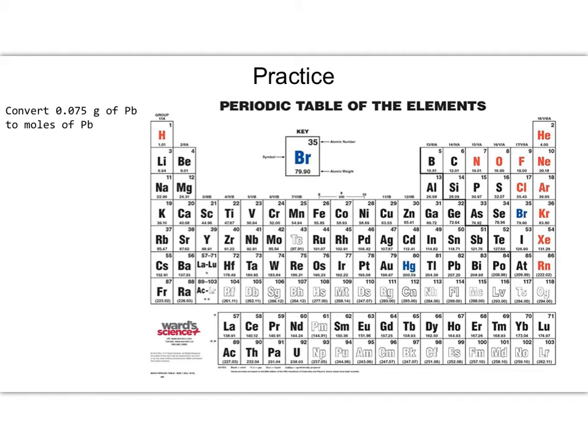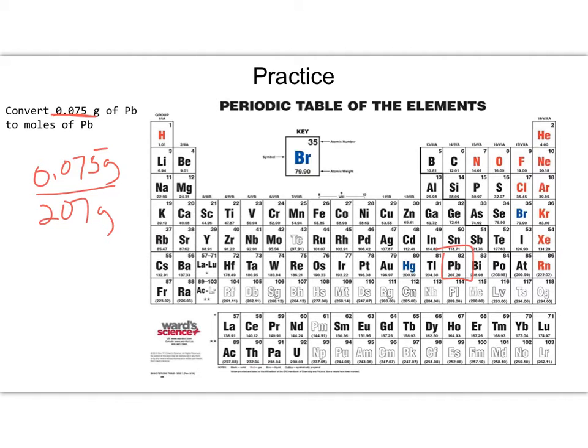Convert 0.075 grams of Pb, which is lead, to moles of lead. So again, we're given grams, we're given the mass, and we're trying to find moles. So we take the grams we're given. Now this is a really tiny number, right? Less than 1/10 of a gram of lead. And lead, which is down here near the bottom of the periodic table, has a mass of 207, and I'm rounding, 207 grams. So this is going to be a really small number because it's already a small number, and then we're dividing it by a fairly big number.